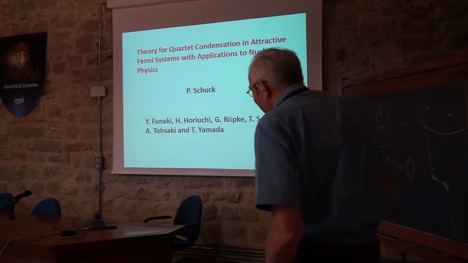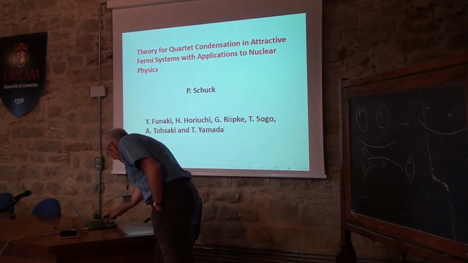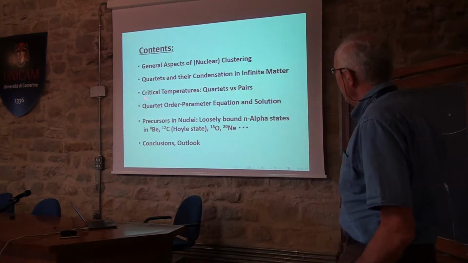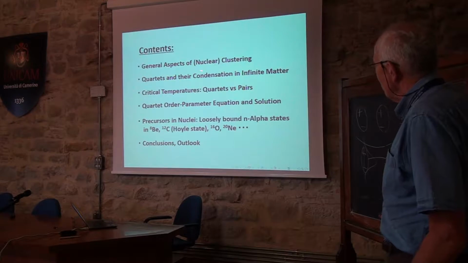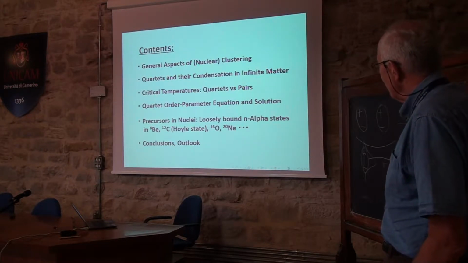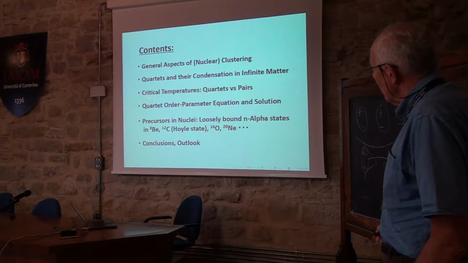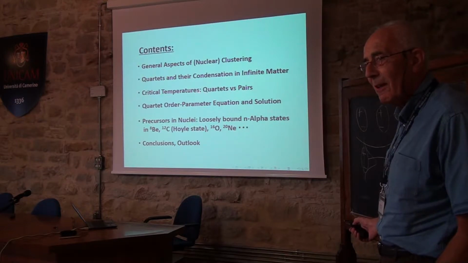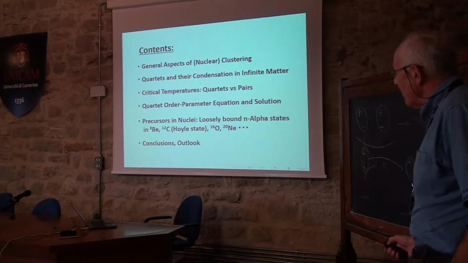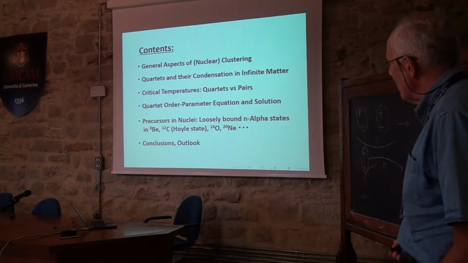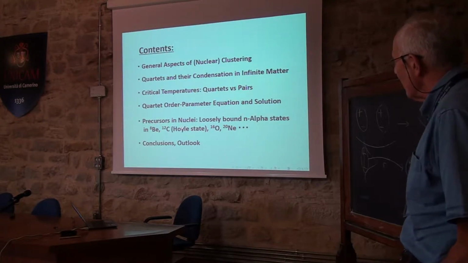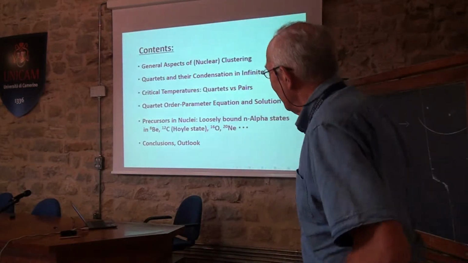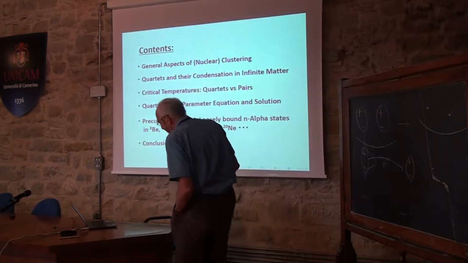Okay, let's go on. A little bit of the contents. General aspects of clustering, or nuclear clustering, quartets and their condensation in infinite matter. Talk about critical temperature, quartet versus pairs. We'll see that quartets are quite different from pairs in some respects. Quartet order parameter equation and solution, and then I talk more about a rather interesting story about finite nuclear systems. And you will see there are some interesting aspects to this.